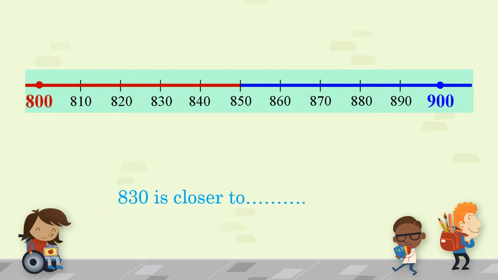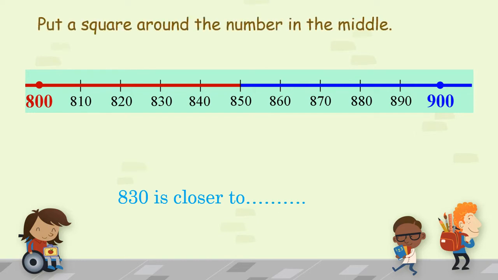What does he want? He wants to see 830 is closer to which hundred? Where are the hundreds? The 800 and the 900. So 830, is it closer to 800 or 900? First we're going to do what? We're going to put a square around the middle number. What's the middle number here? Which number is in the middle? Yes, 850.